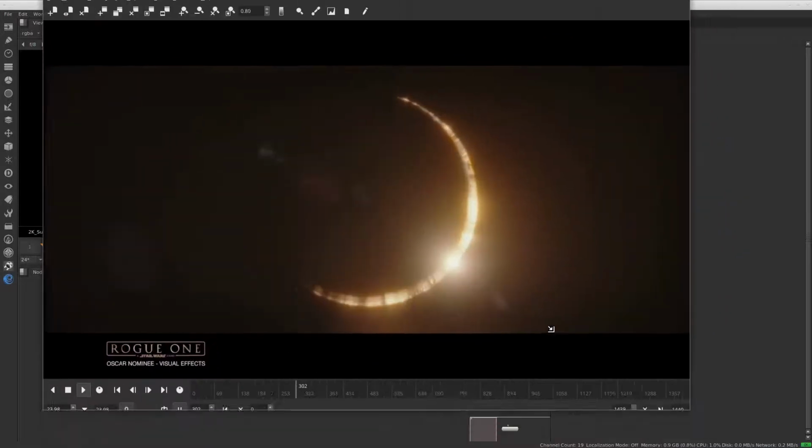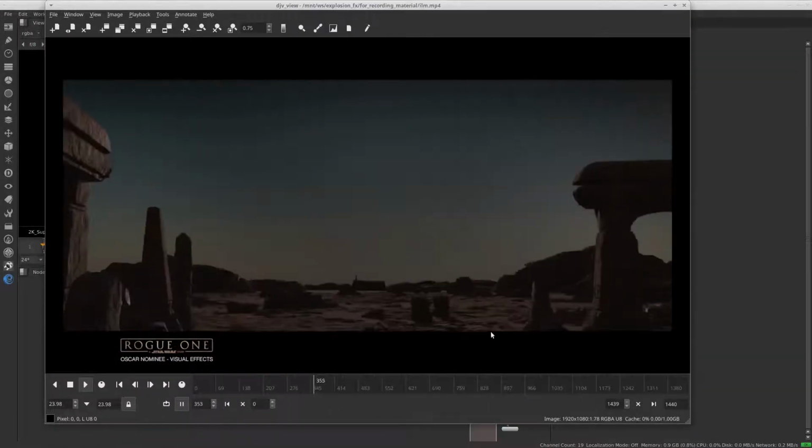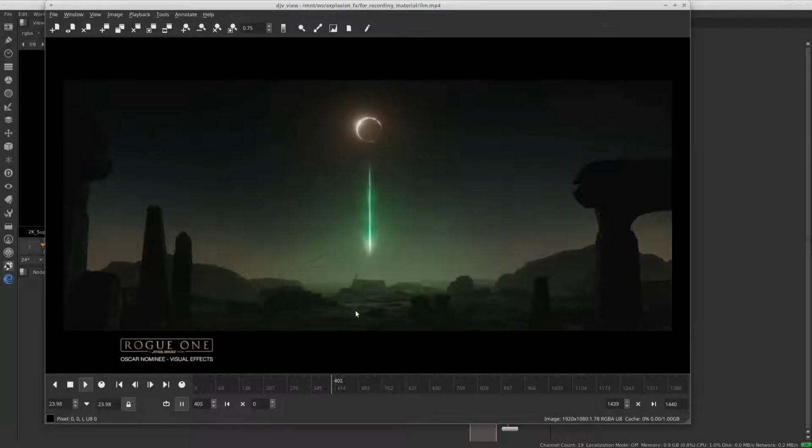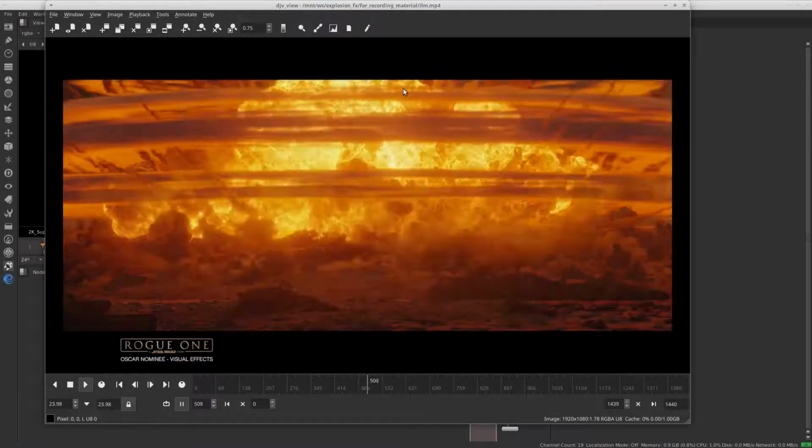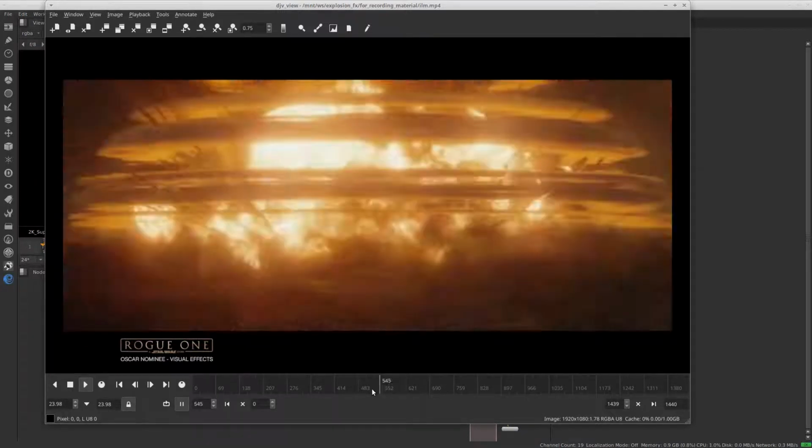And this is the shot that we tried to replicate. So this is the explosion. There's a beam hitting the ground, and then we have all these nice rings and explosions.